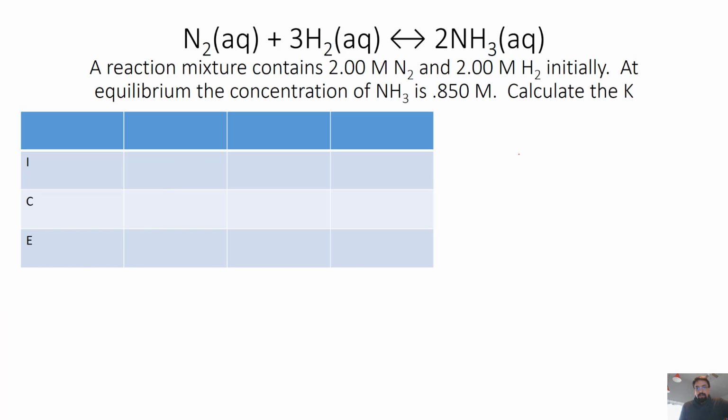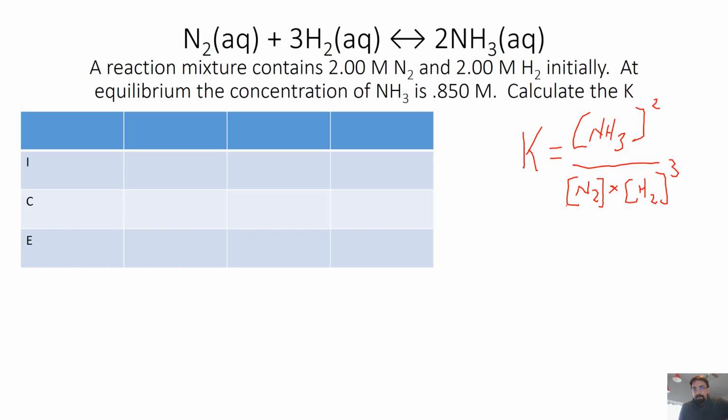We know that K is going to be products over reactants. So it's going to be the concentration of NH3 squared over the concentration of N2 times the concentration of H2, and H2 has to be cubed. Remember, we're getting these squared and cubed terms from the balanced chemical reaction. This one gets no exponent because it has no coefficient. It's a coefficient of 1.